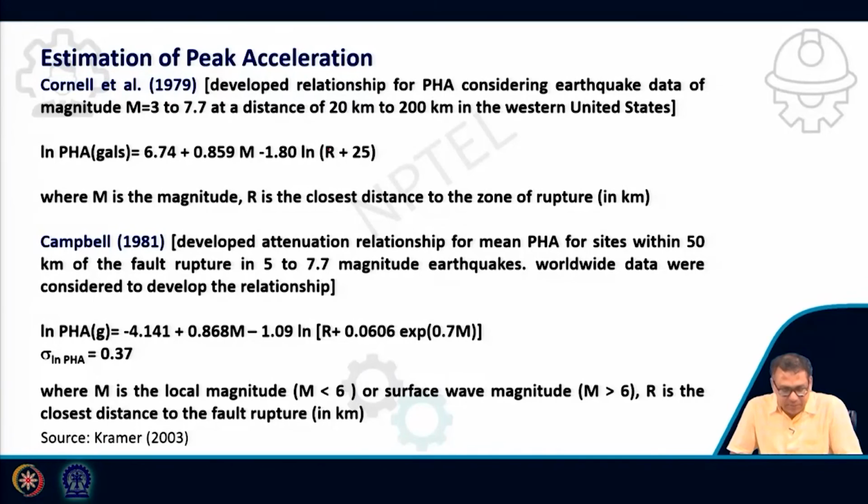Now here it is applicable within 50 kilometers from the fault rupture, for magnitude 5 to 7.7, and worldwide data were used. This is the expression, in terms of ln PHA, G, m and r, where exp means e. Here m is the local magnitude, the Richter local magnitude, if m is less than 6. But if m is greater than 6, then it is the surface wave magnitude. Remember that if you use this expression. The closest distance to the fault rupture is r, in kilometers.